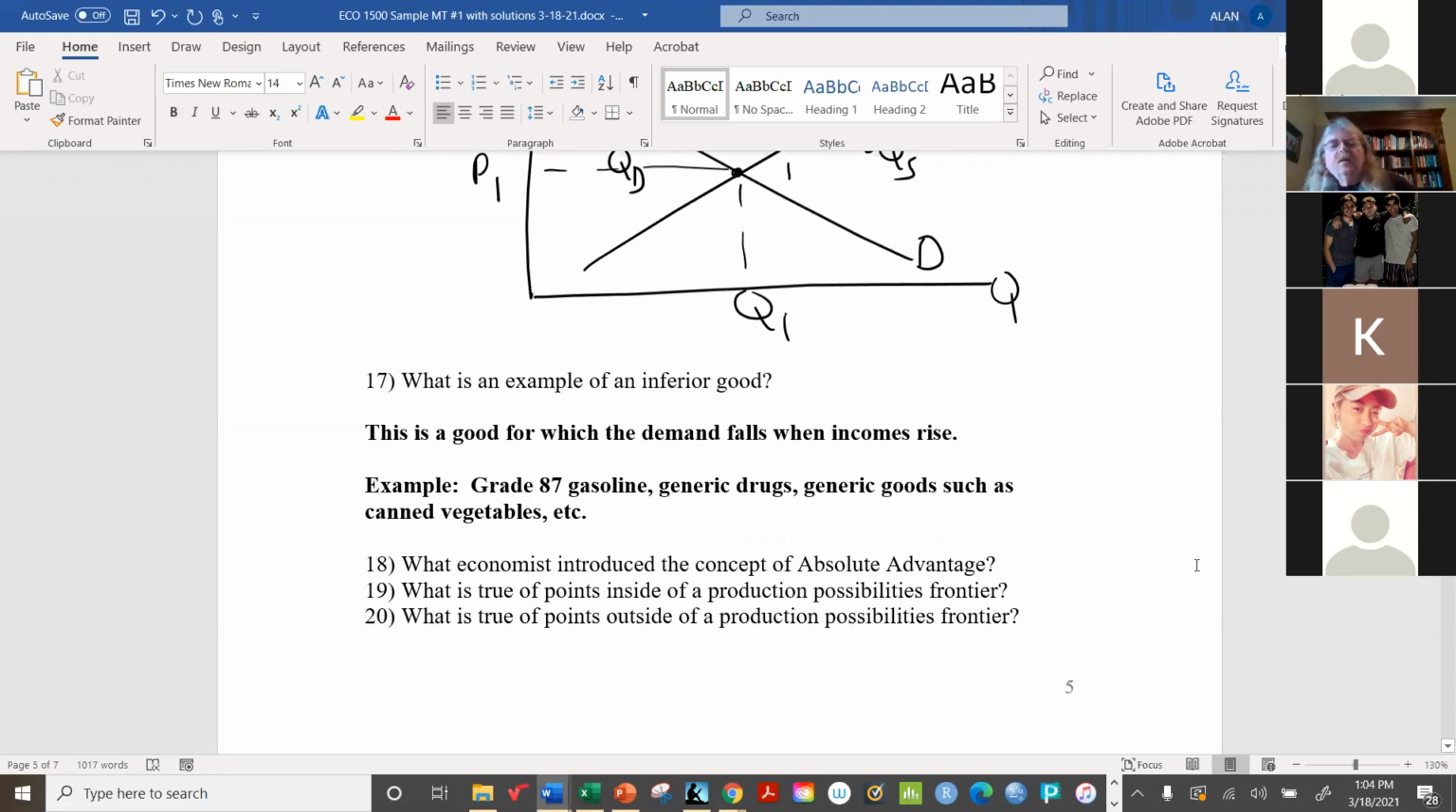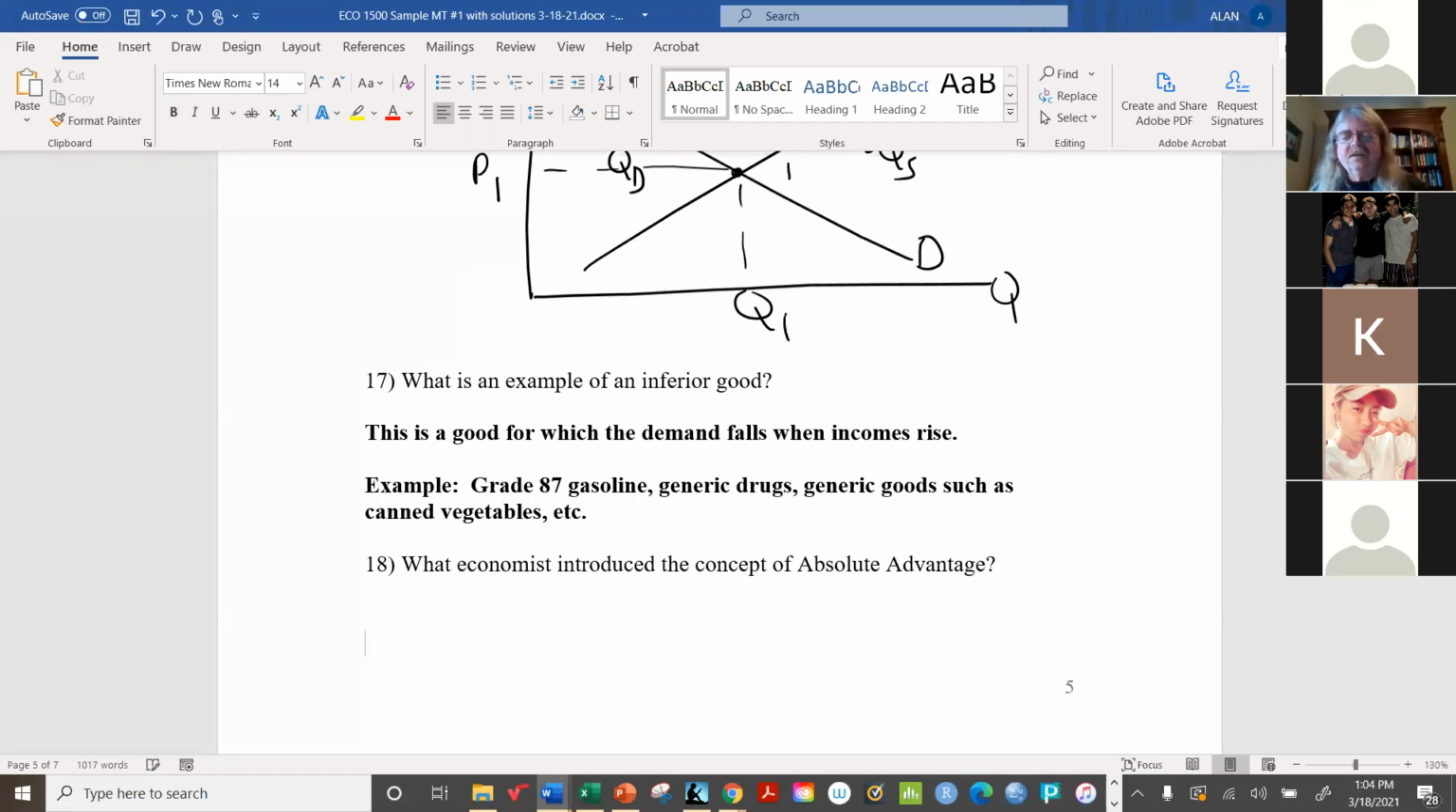All right, now here we go. Who introduced the concept of absolute advantage? That would be our old friend, Adam Smith. All right, the father of economics, as he's often called. When Adam Smith was writing, there was no such thing as the discipline of economics. In fact, he himself never used that word. He referred to himself as what he called a moral philosopher. It was only later on that we started using the word economist to describe him and the others.